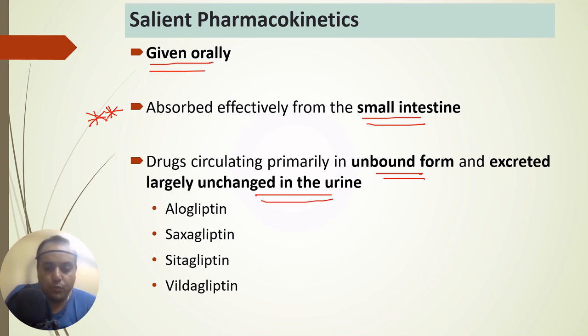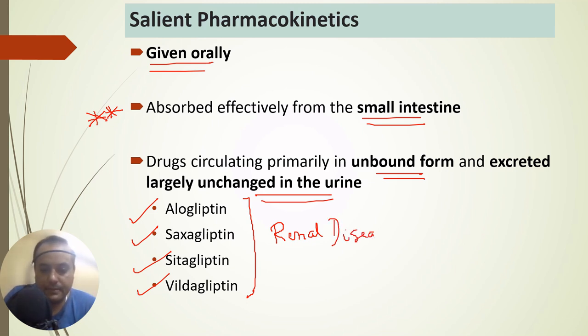So which drugs are largely excreted unchanged in the urine? You have got alogliptin, saxagliptin, sitagliptin and vildagliptin. So if they are excreted in the urine, that means in a patient of renal disease, the dose of alogliptin, saxagliptin, sitagliptin and vildagliptin needs to be reduced.